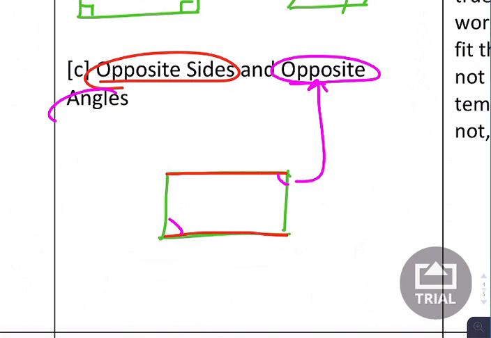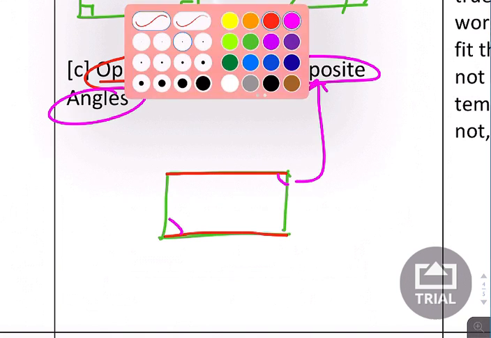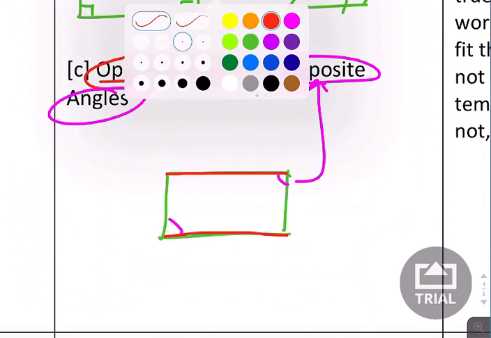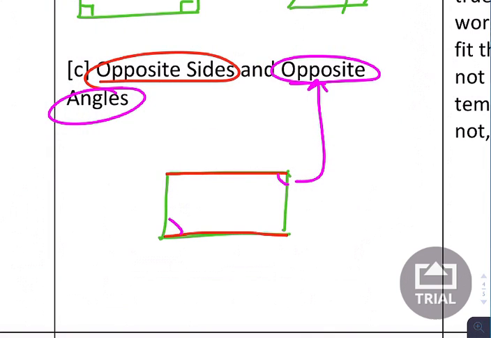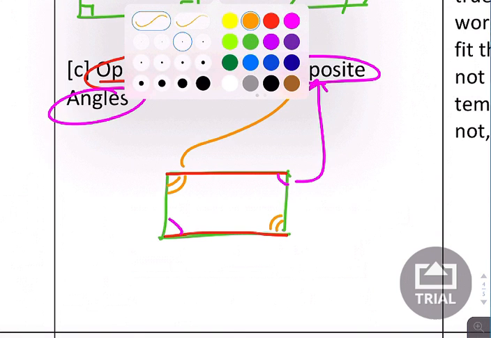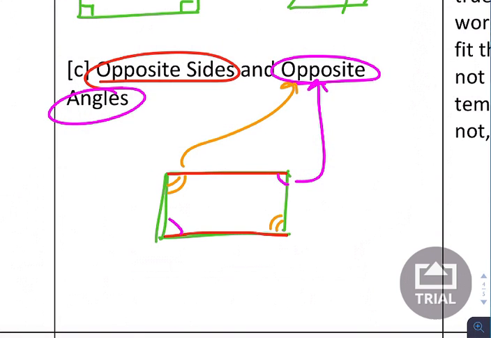Now, are those the only examples? No, not at all. So these, let's do a different color, hue, would also be opposite angles. And these guys you can probably guess would be opposite sides. So the term opposite just means not adjacent, in other words, not touching or in a row, separated by some other element.